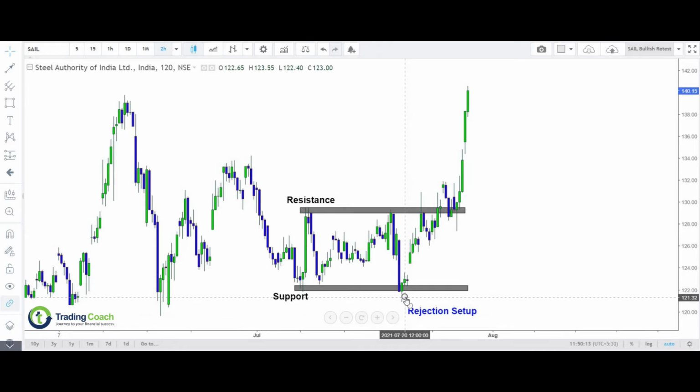So I have already created a video on this rejection setup. In case you haven't seen that, I recommend you check out that particular video. And right now, let us look at the setup that is taking place over here, which means we are going to look at the flip retest setup, which is happening right now on the resistance.